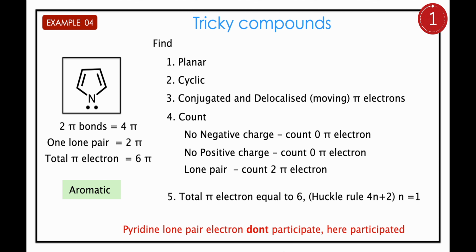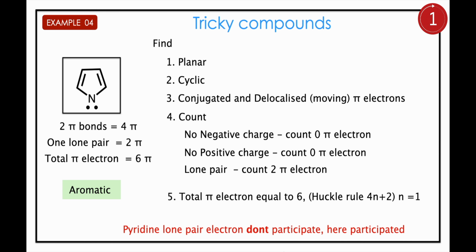Then the next example, pyrrole, a 5-member ring with nitrogen and lone pair. We should find whether it is aromatic or not. The compound is definitely planar and cyclic. It is conjugated with pi electrons. The important thing is how you should count pi electrons, whether the nitrogen lone pair helps or not. Here, if you count pi electrons, 2 pi bonds, that is 4 pi electrons, and one lone pair participates because aromaticity creates stability. So 2 participate to create the stability.